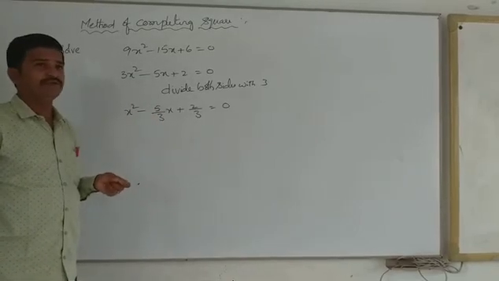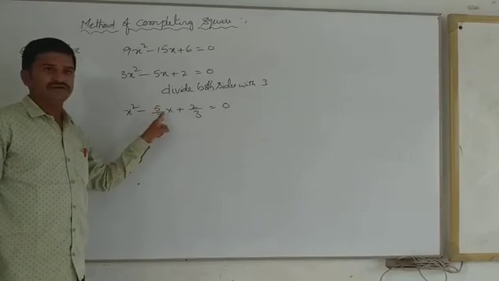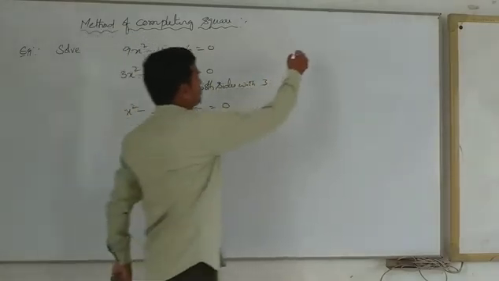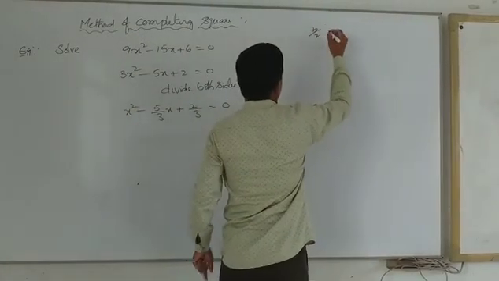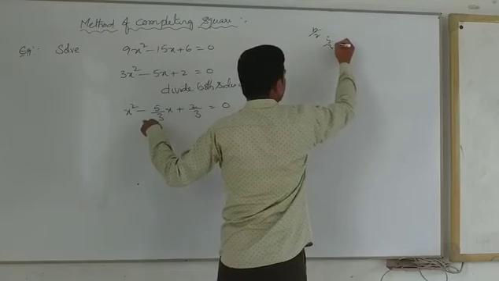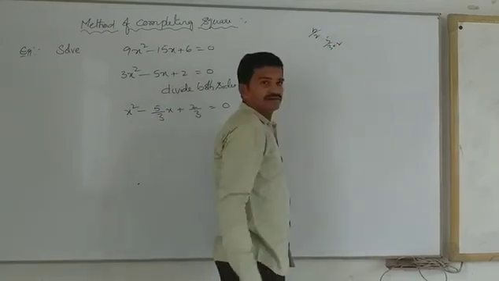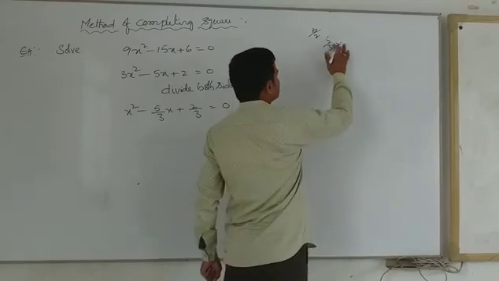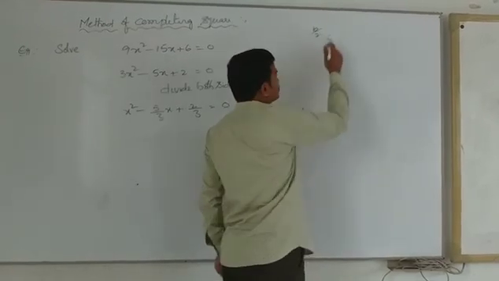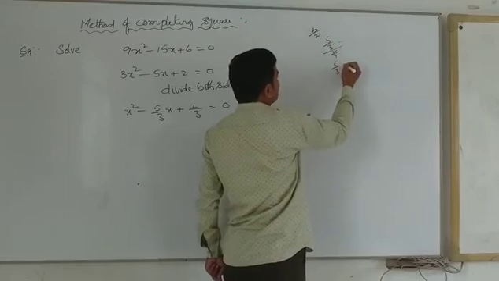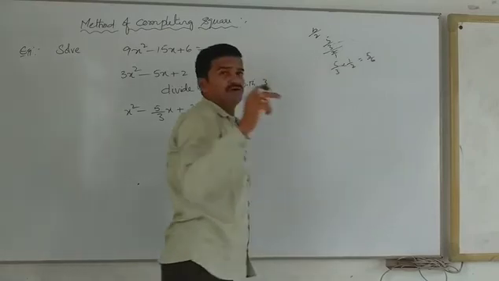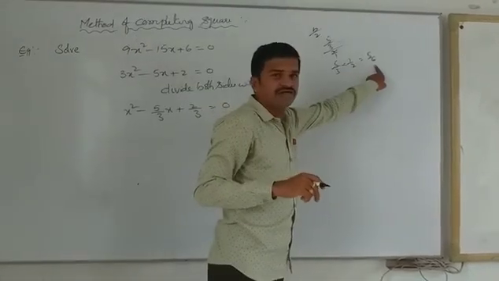Now, what is the term there? Tell me now. B is 5 by 3, right? You have to find b by 2. B by 2 means how much? 5 by 3 by 2, meaning into 1 by 2. So what is the value of this? 5 by 3 into 1 by 2. That is how much? 5 by 6. So have you understood how I got 5 by 6 here?